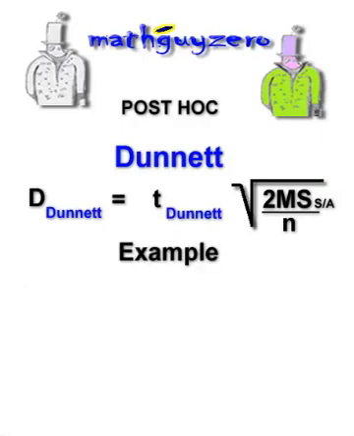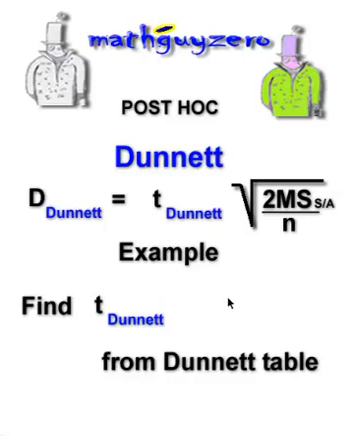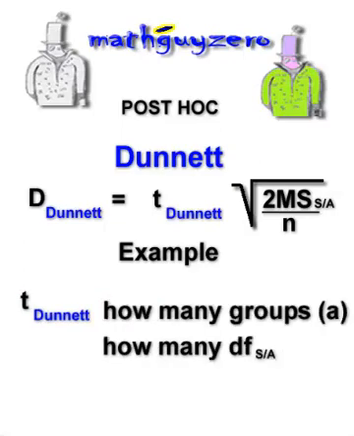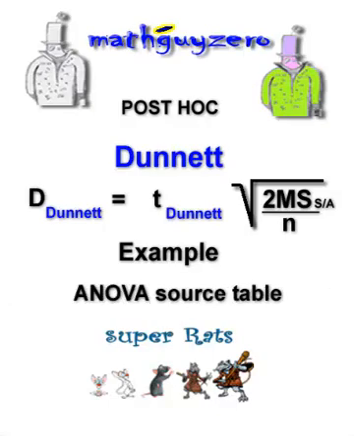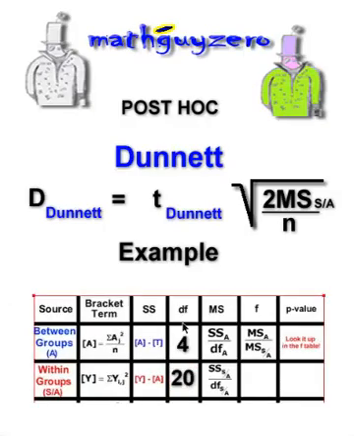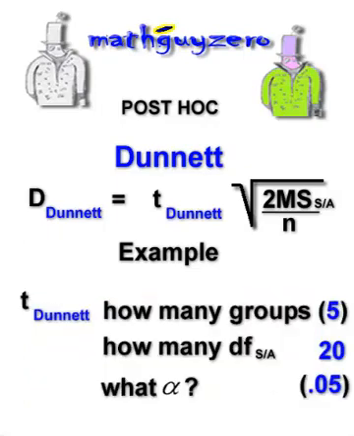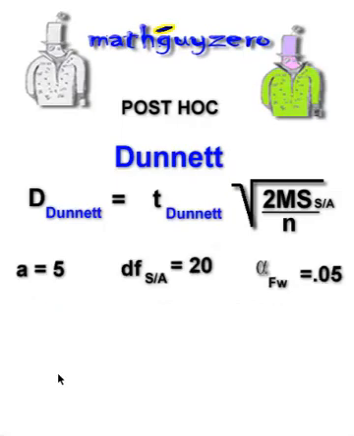So we're going to do a quickie example on how to find the correct t sub Dunnett from the table. What we need to figure that out is we need to know how many groups there are. We need to know the degrees of freedom within group from the ANOVA source table, and we need to set our alpha. We know from our rat study that there are 5 different groups, and we'll just set alpha as 0.05. And then for the degrees of freedom within group, we go back to our super rat ANOVA, and there it was, 20 underneath the degrees of freedom within group. So now we have all the information we need to look up the t statistic from the Dunnett table.